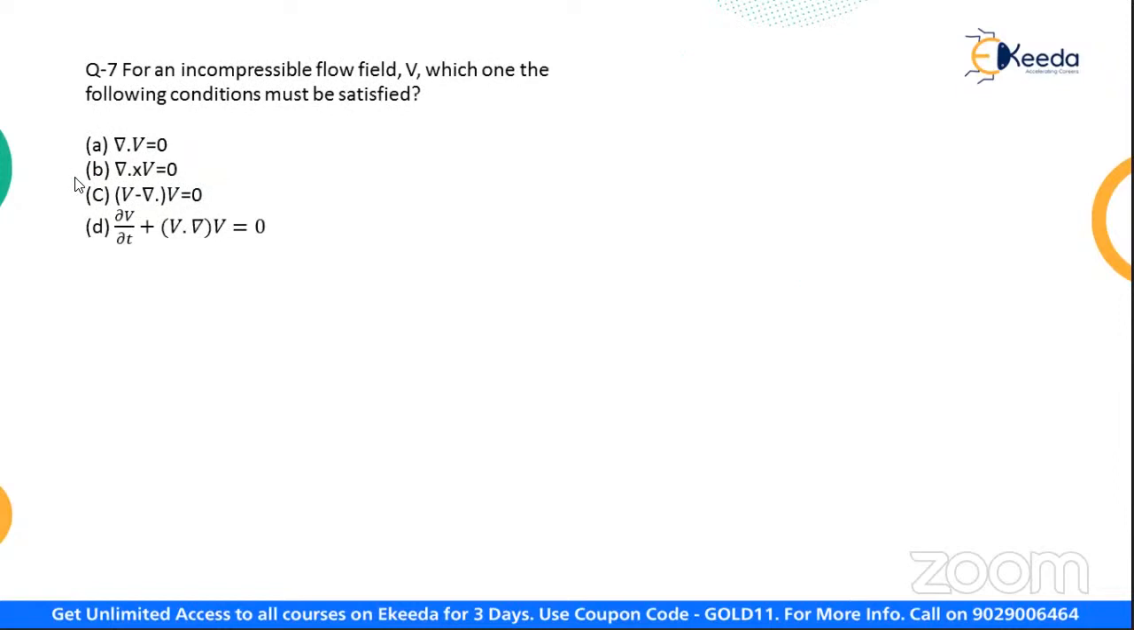Moving on to the next question, that is for an incompressible flow field, the velocity vector has been given again, that is V vector. Which one of the following conditions must be satisfied? So for this, we need to look at the most basic condition of the continuity equation. The most basic continuity equation is del rho by del t plus rho, if we can take that common, then it will be del u by del x plus del v by del y plus del w by del z.